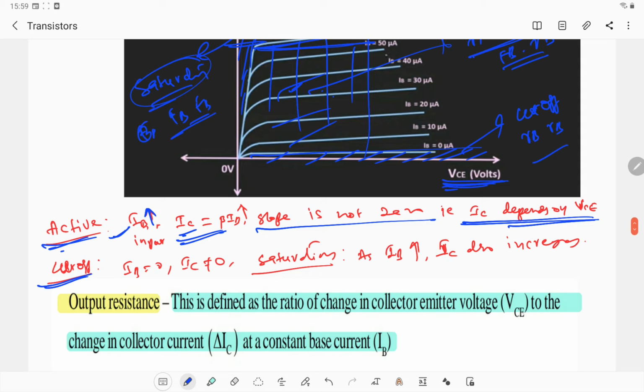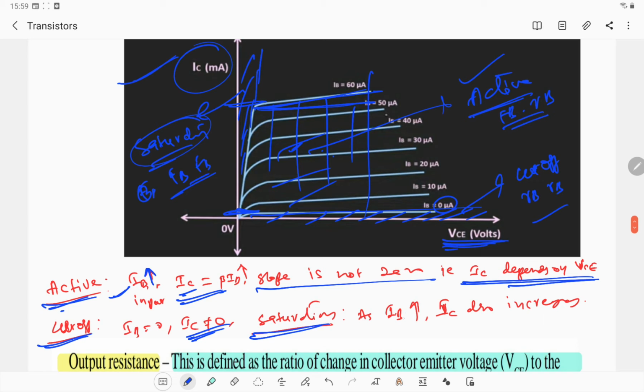In the cutoff region, IB is equal to 0. IC is a small value but does not equal 0. In this cutoff region, IB is equal to 0 but IC does not equal 0. In this cutoff region, the amplifier is used as a switch in the off state. This is the saturation region.